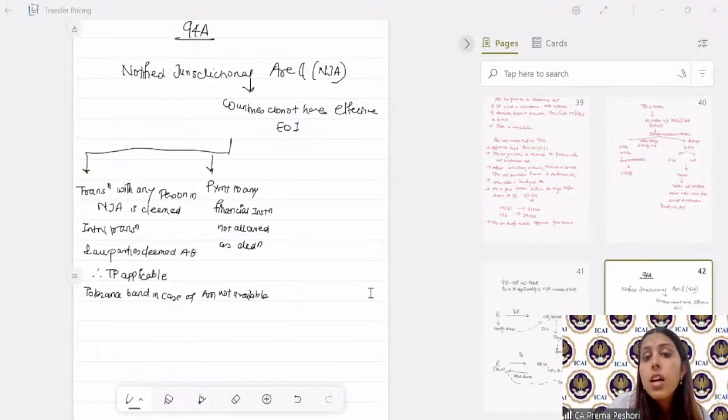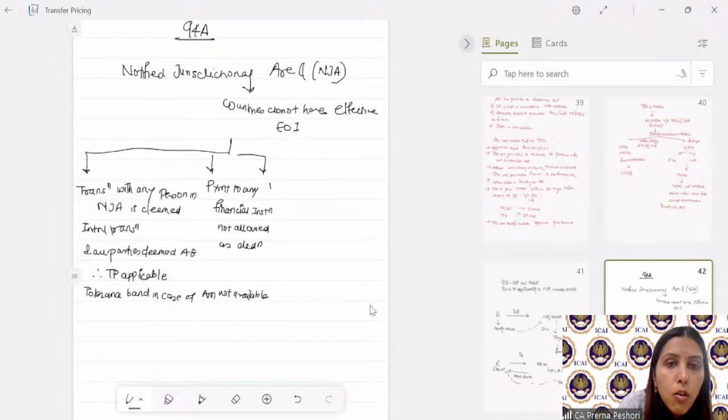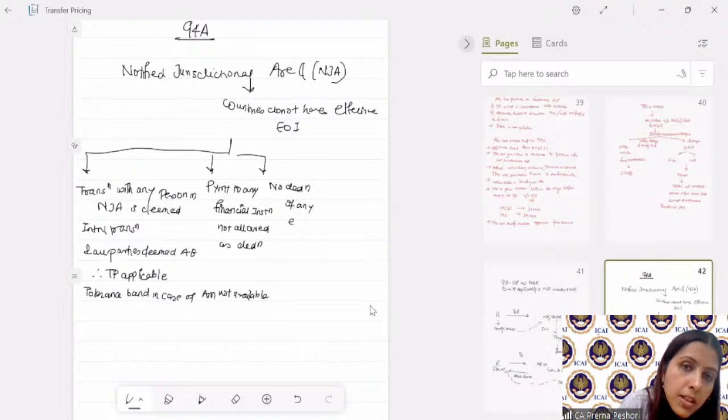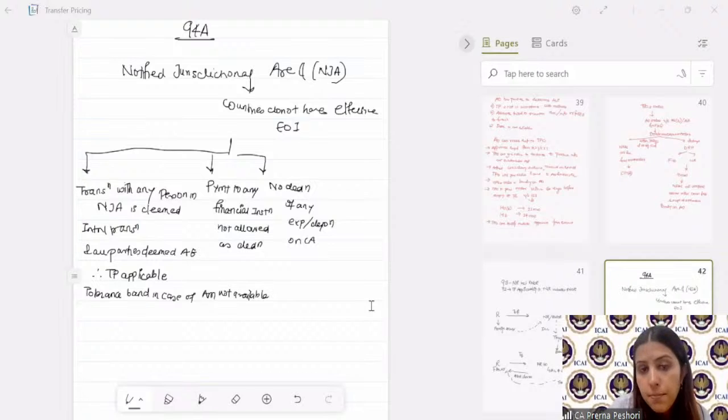Further, any expense, allowance, or depreciation on the asset purchased from a person located in NJ would not be allowed unless the assessee furnishes the information and documents. So no deduction of any expense or depreciation on capital asset purchased from a person located in NJ. Also, any sum which is credited or received from a person located in NJ is deemed to be the income of the assessee if the assessee does not explain satisfactorily the source of such money in the hands of that particular person or in the hands of the beneficial owner.